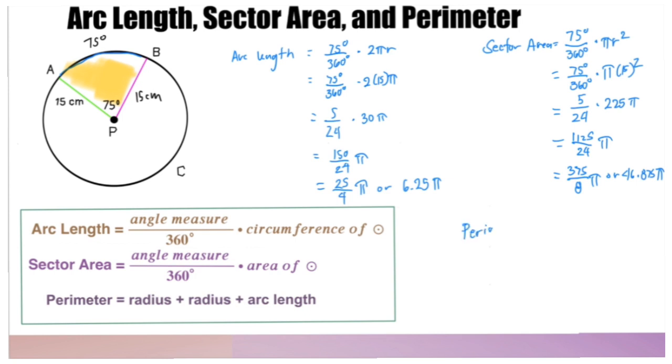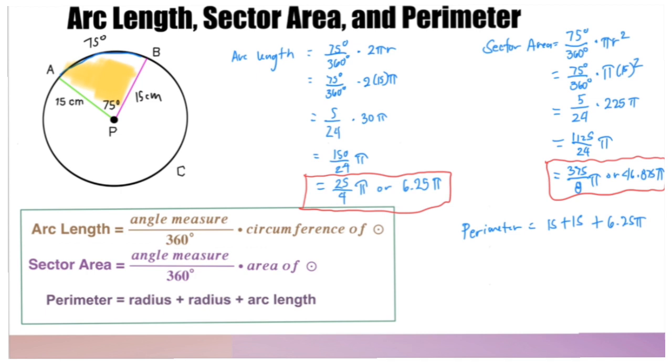Perimeter is equal to the radius, 15 plus 15 plus 6.25 pi. As you can notice, the arc length and the sector area, I put the answers in terms of pi, meaning I did not substitute the value for pi. It's much better not to substitute.